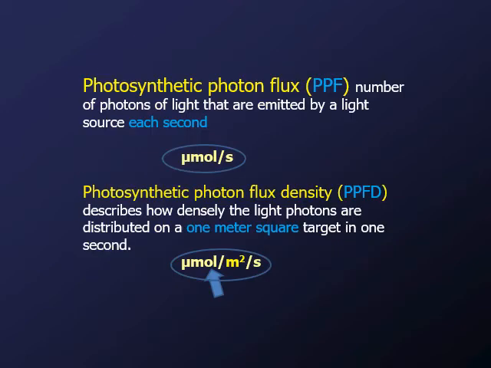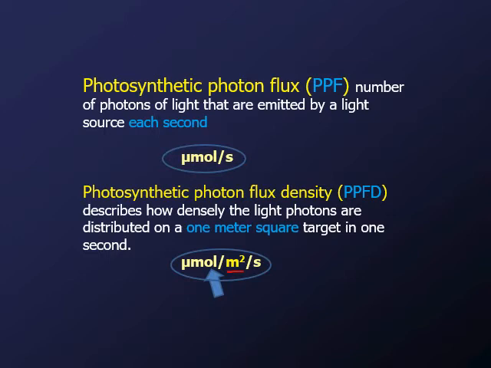There are two different types of PAR measurements, and it is important that you distinguish them. There is PPF, or photosynthetic photon flux, which is strictly the amount or intensity of light arriving each second. So if you look at the units, it's micromoles per second. Whereas PPFD, or photosynthetic photon flux density, includes a unit of area, 1 square meter.